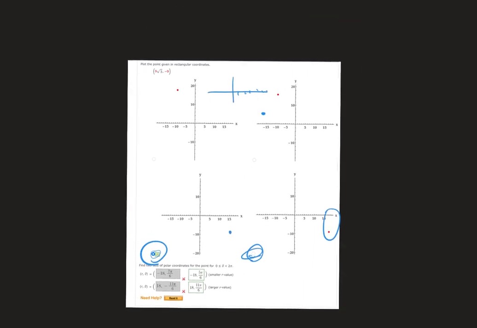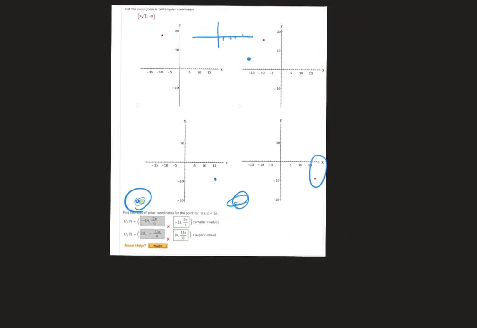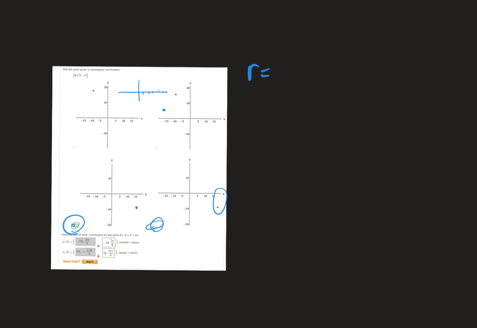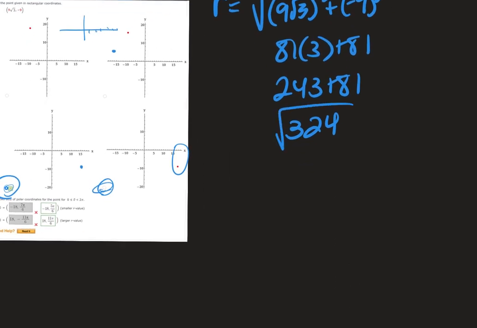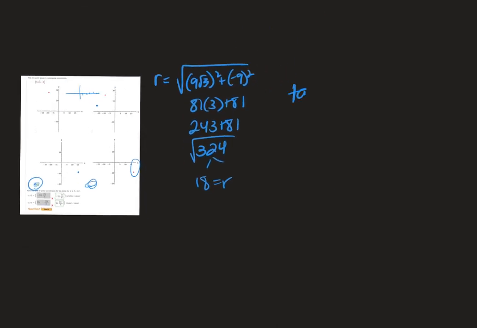Then it said, which I think is what got most of you, to find the polar coordinates for it. The r equals, most of you got this part, right? 9 root 3 squared plus negative 9 squared. That's 81 times 3 plus 81. 243 plus 81, which was 324, and that is actually 18. If you square root it, you get 18. That's your r. Then your theta comes from tan of theta y over x, which reduces to negative 1 over root 3, which would be negative root 3 over 3.